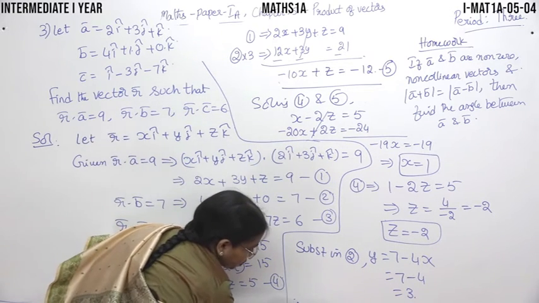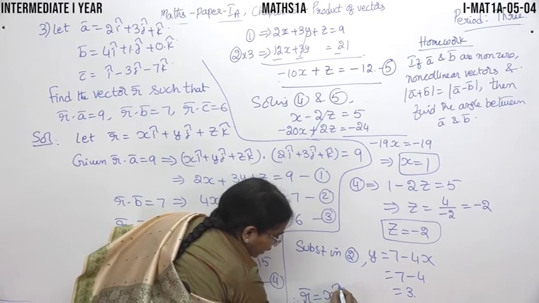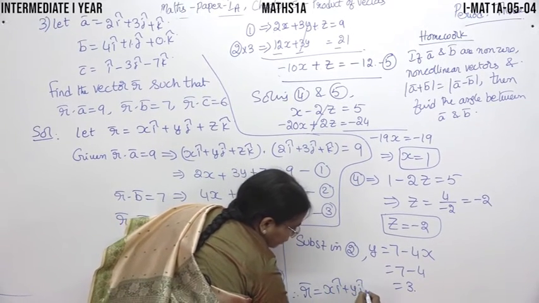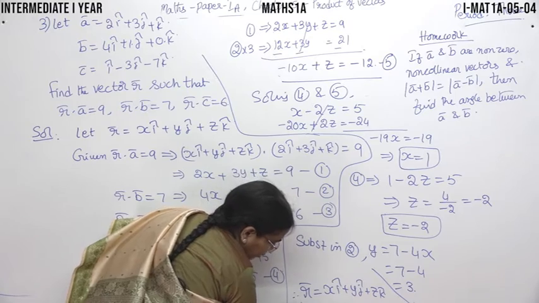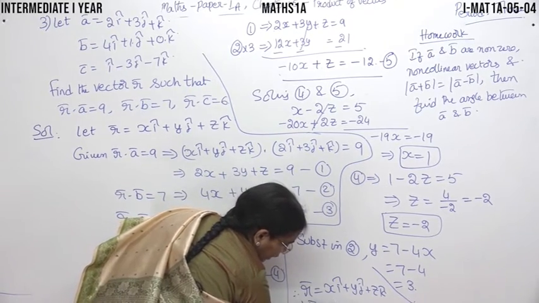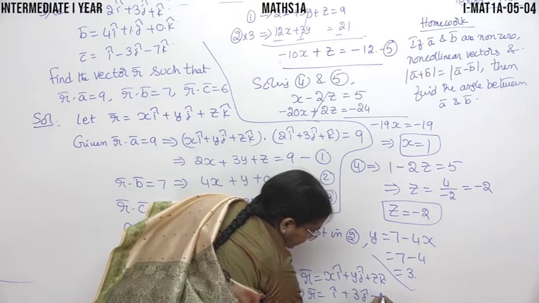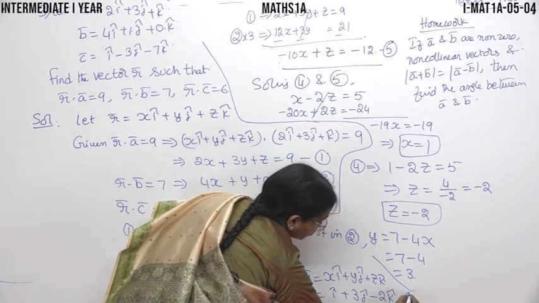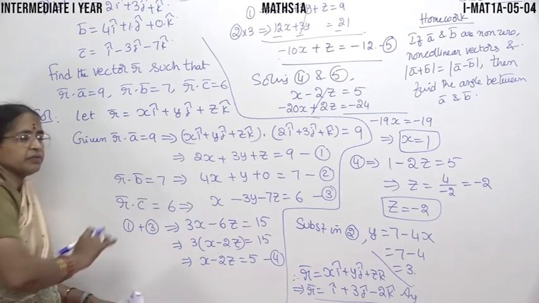Therefore r is equal to xi plus yj plus zk. That is r is equal to x is 1, so i, plus y is 3, so 3j, z is minus 2, so minus 2k. So like this you will get the answer. So solve the three equations and find.